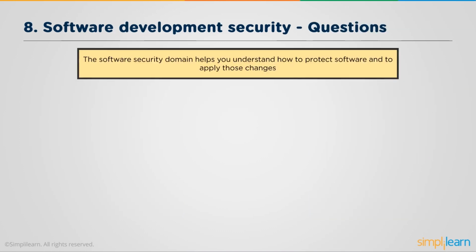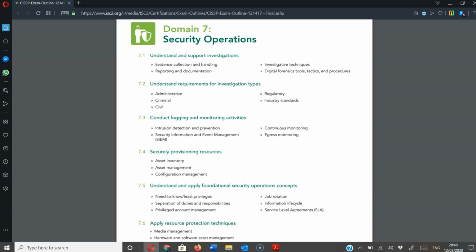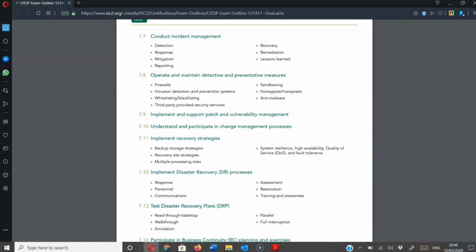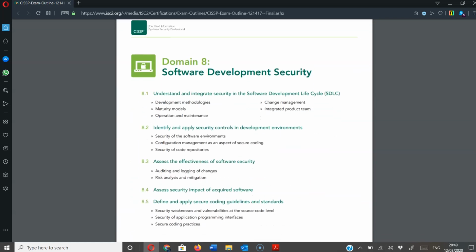Now, that's domain number 7. Domain number 8, which is the last domain in the CISSP exam, is software development security, SDLC or SSDLC, secure software development life cycle, right? That's what is discussed in this domain. Let's go back to the CISSP guide and see what this domain would consist of.